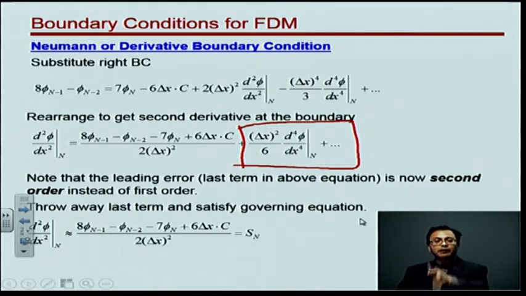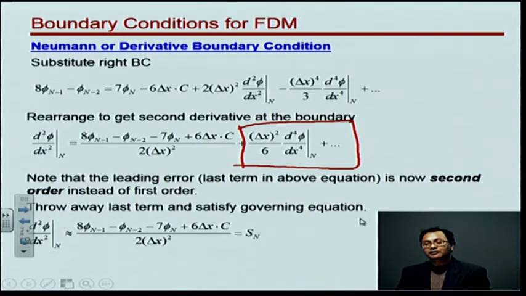Any questions? Yeah. We were trying to make the error term second order. So why can't we just take the first order error formulation and multiply the equation by delta x, and then by substituting the last condition, we can say delta x times d square phi by dx square equals Sn times delta x? So we get a delta x term in the... That's not going to give you a second order error.